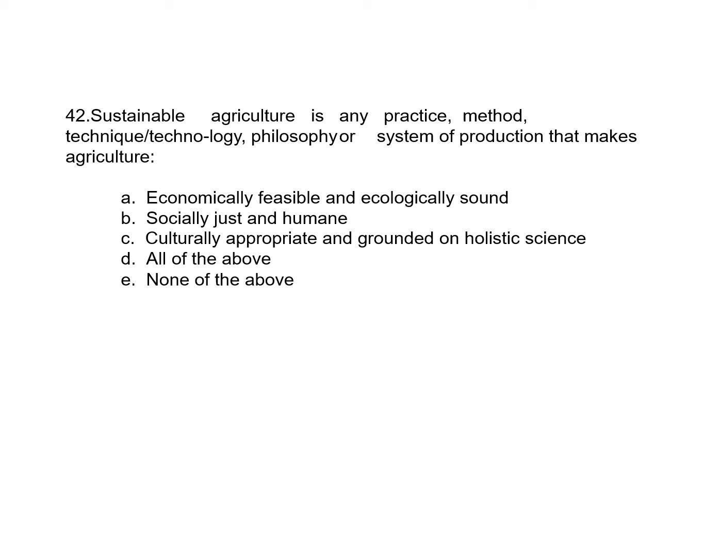Number 42. Sustainable agriculture is any practice, method, technique or technology, philosophy or system of production that makes agriculture A. economically feasible and ecologically sound, B. socially just and humane, C. culturally appropriate and grounded on holistic science, D. all of the above, E. none of the above. The answer is all of the above.